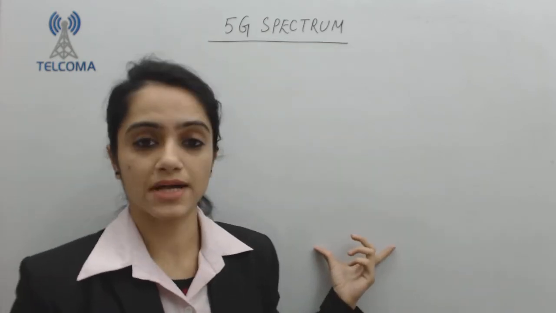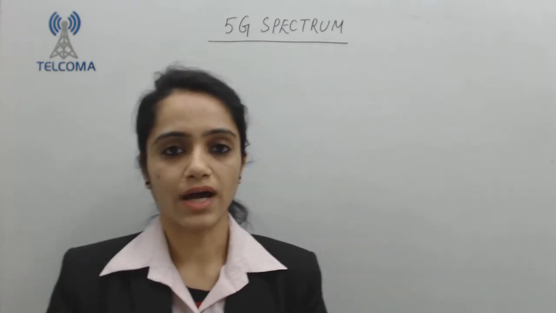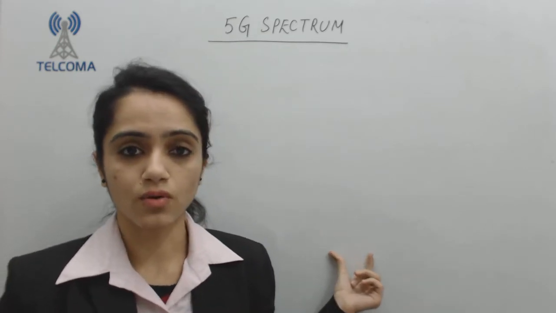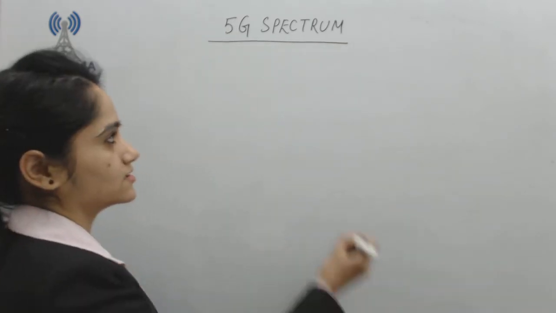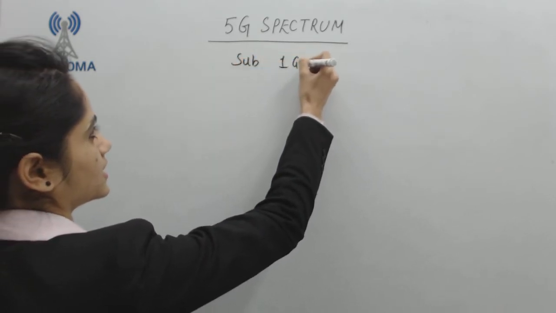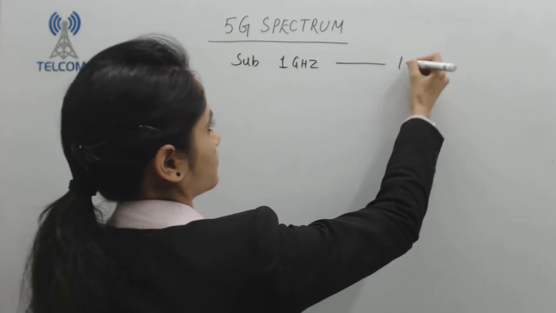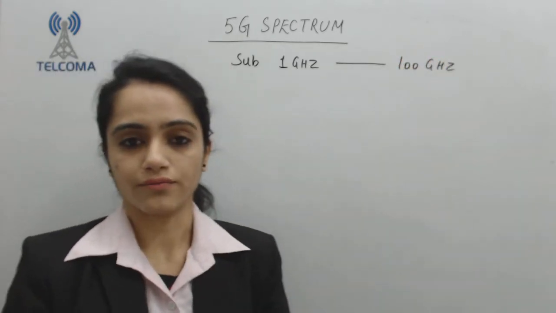Hi, in this class we will learn about 5G spectrum. As 5G is a technology which offers high data rate, we require spectrum capability to hold data rate up to 10 gigabit per second. So for 5G we have a band from 1 gigahertz to 100 gigahertz, with sub bands ranging from 1 gigahertz to 100 gigahertz within this category.